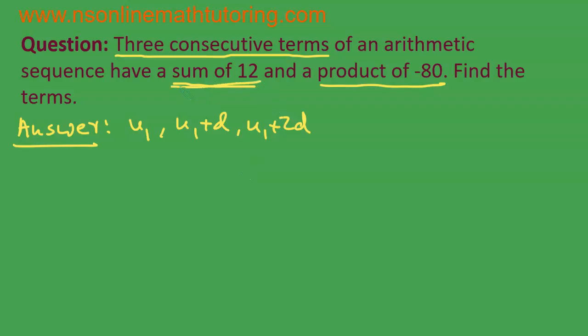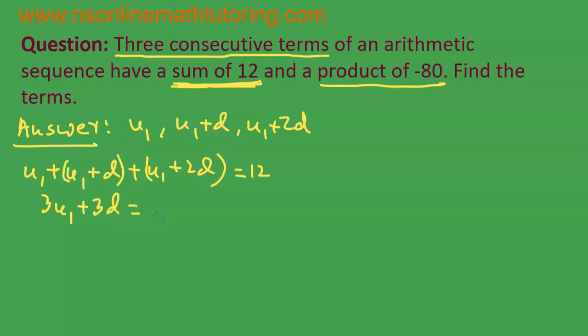And from this information that the sum of these 3 terms will be equal to 12, I can frame the first equation, that is U1 plus D plus U1 plus 2D is equal to 12. Okay, and this is 3U1 plus 3D is equal to 12, and if I divide the entire equation by 3, I get U1 plus D is equal to 4. Okay, so this equation contains 2 variables.